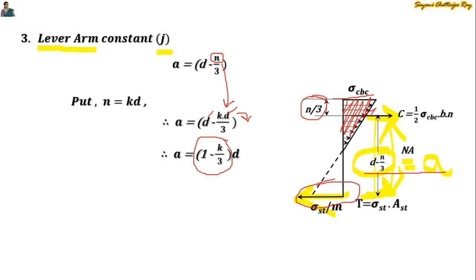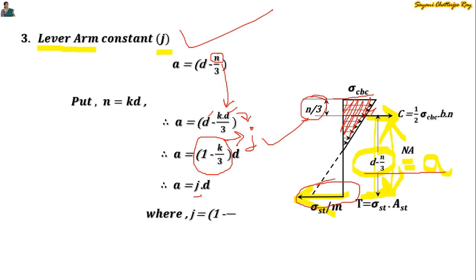1 minus k by 3 will be replaced by a term called j, and this j is the lever arm constant. So our equation will look like a equals to j into d, and j is nothing but equals to 1 minus k by 3, and it is called the lever arm constant.